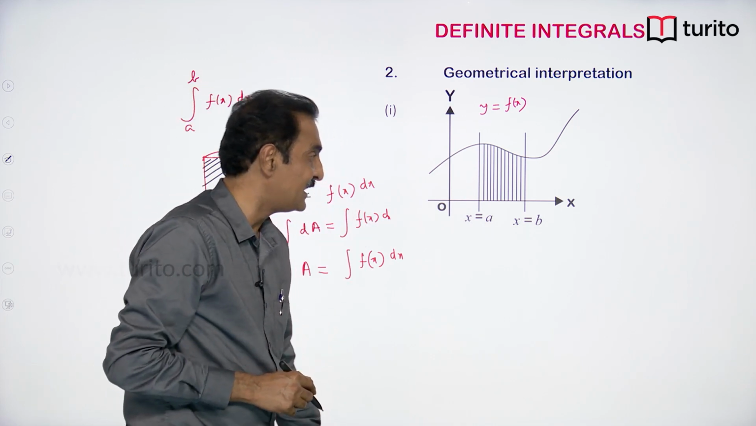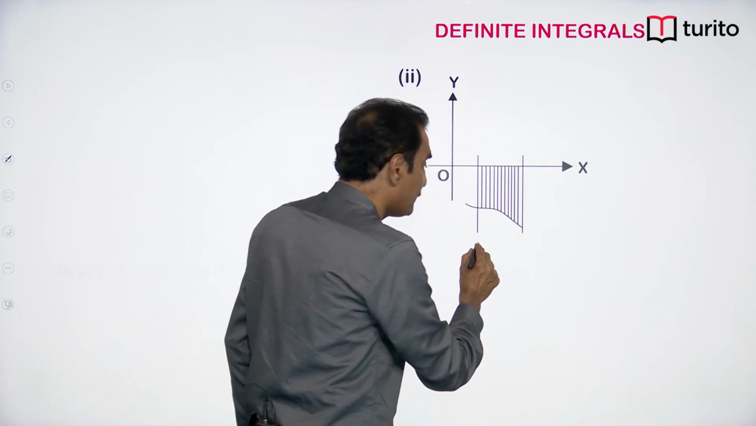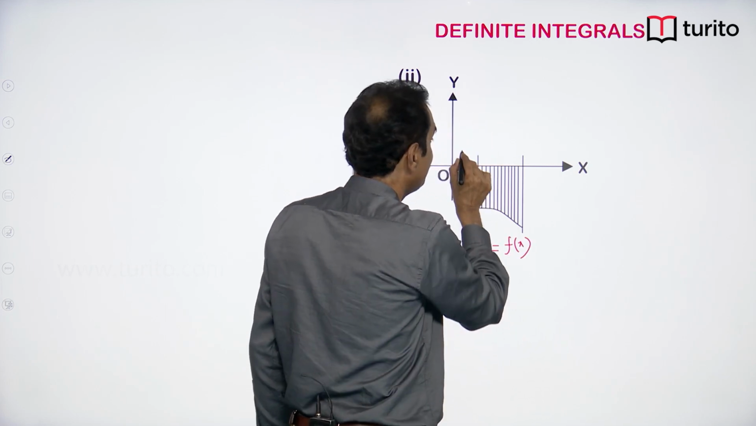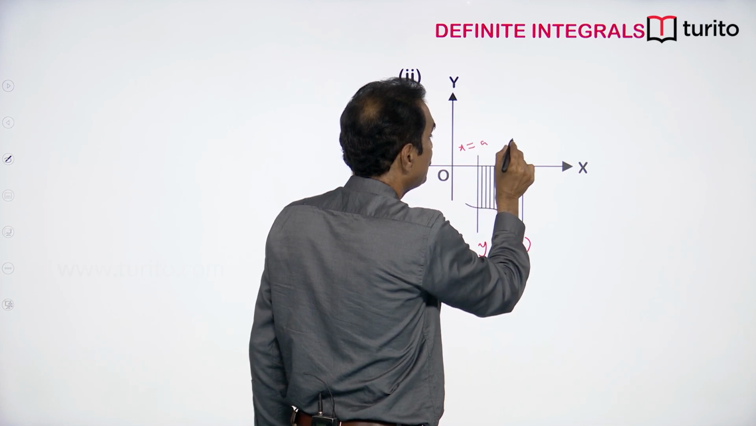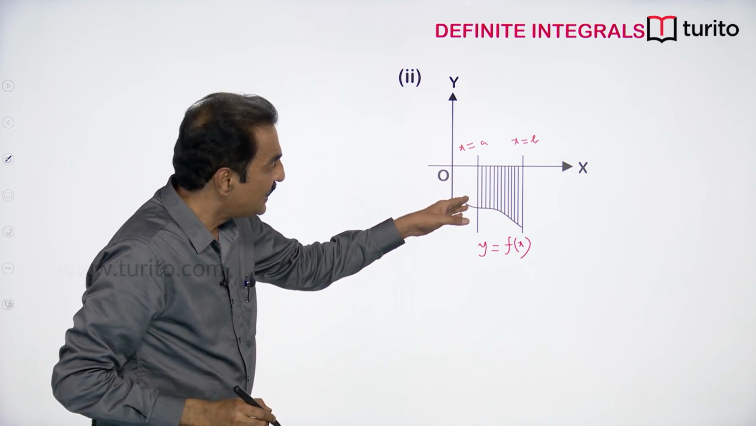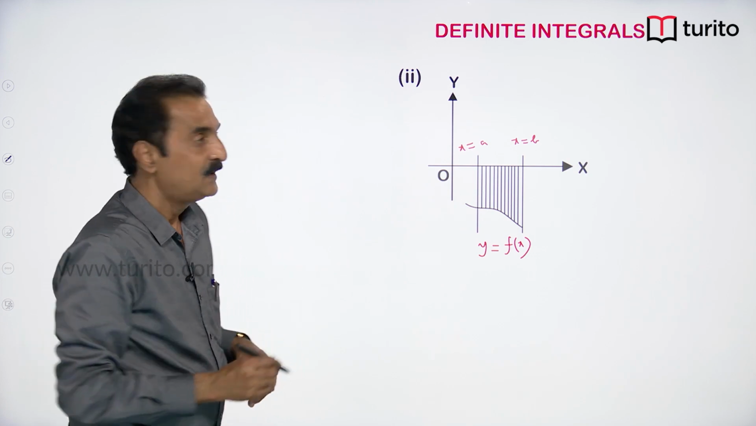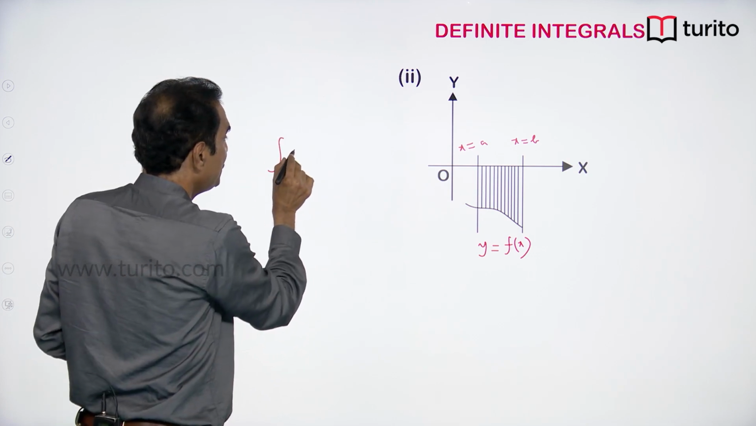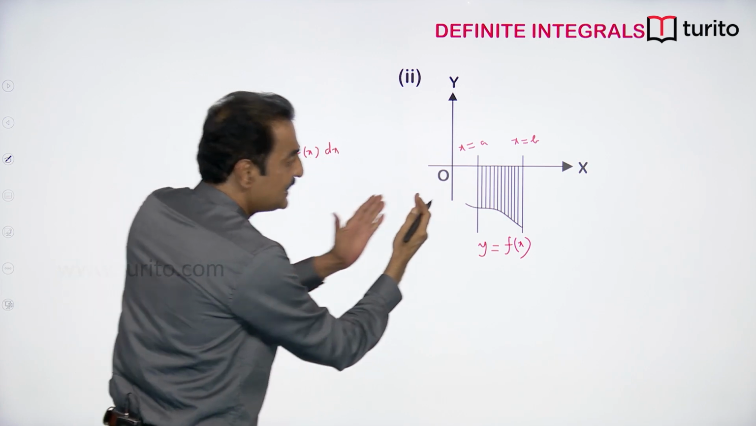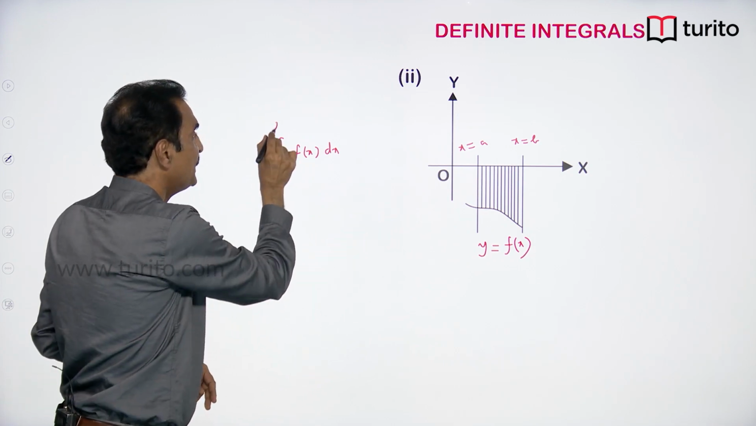Now let us take another case. In this case the graph of y is equal to f of x is completely below the x axis. Okay. Here at every point in this interval f of x is negative. Now you are integrating f of x means you are adding all values of f of x multiplied by dx in the interval a to b.